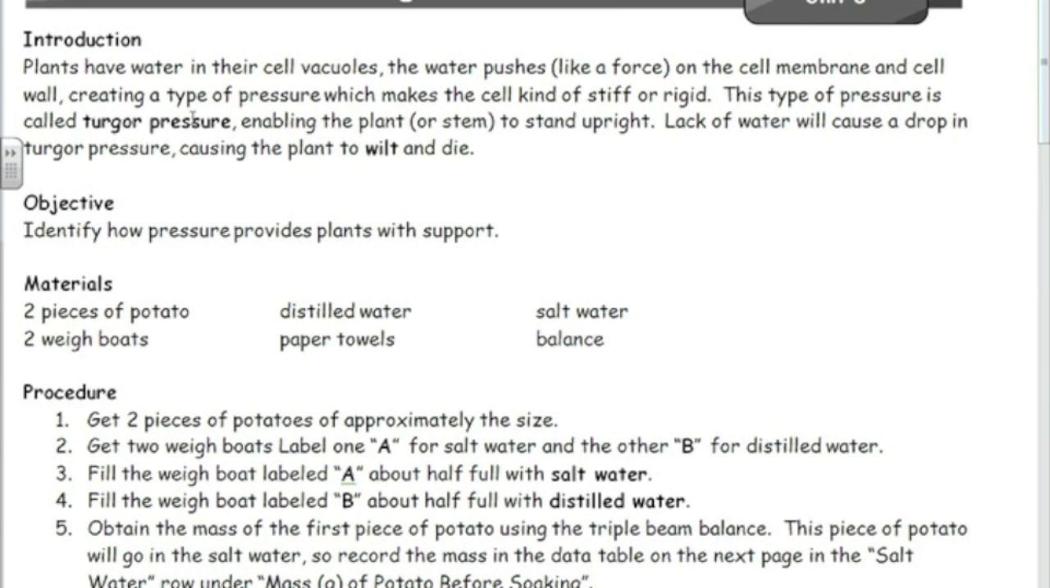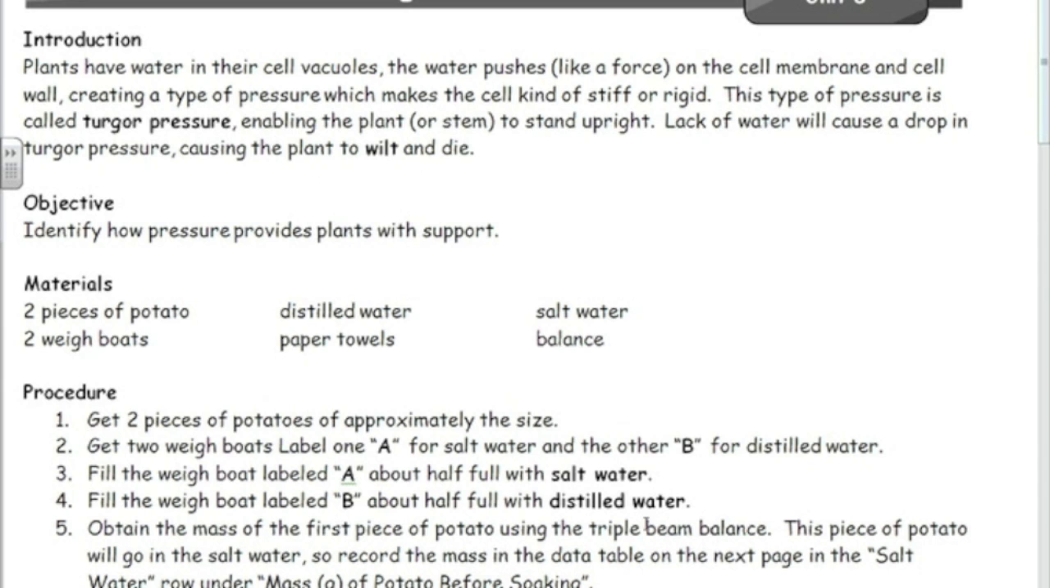Now, in this lab, we're going to be measuring turgor pressure. Turgor pressure is a water pressure. It's a pressure that you find inside of a plant cell. Turgor pressure enables the plant cell and then the plant as a whole to stand upright. It gives it support. It gives it a rigid structure.